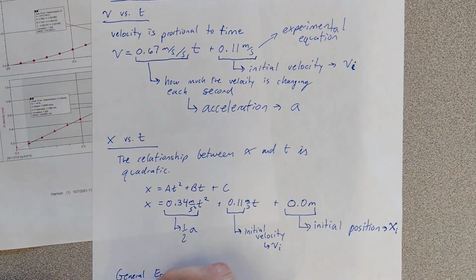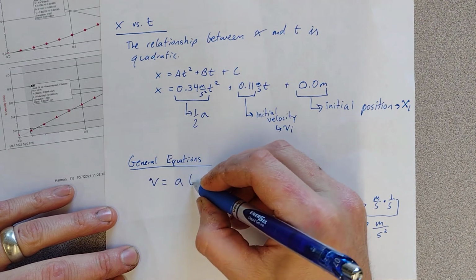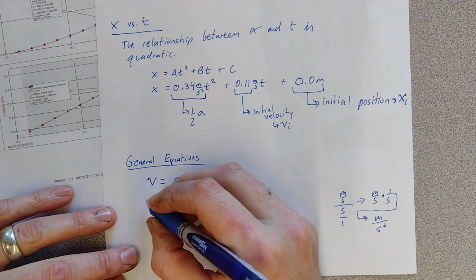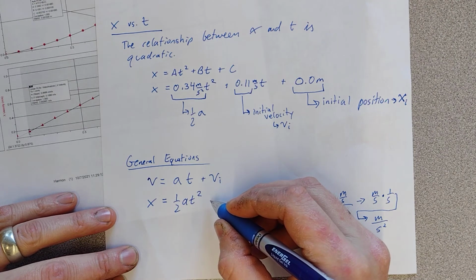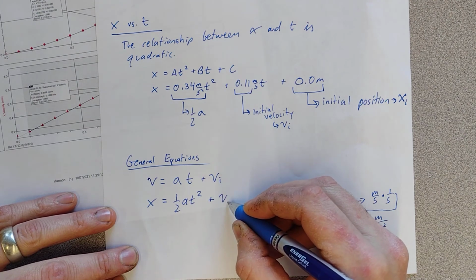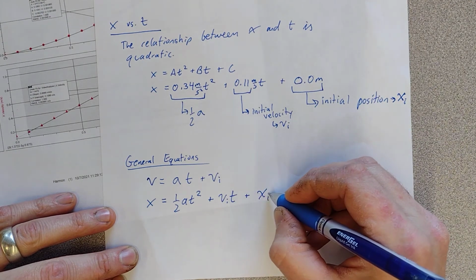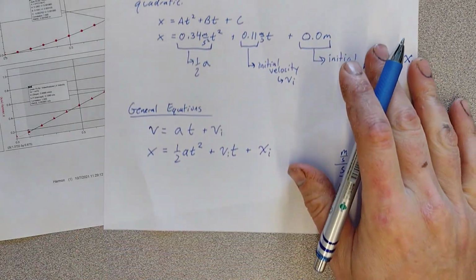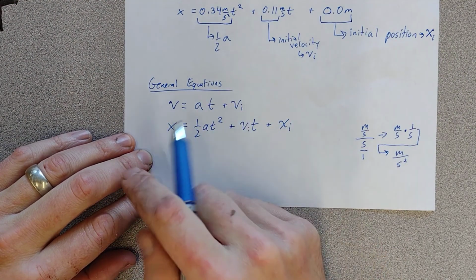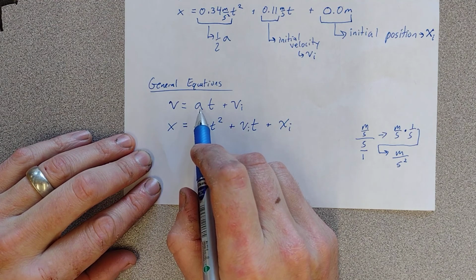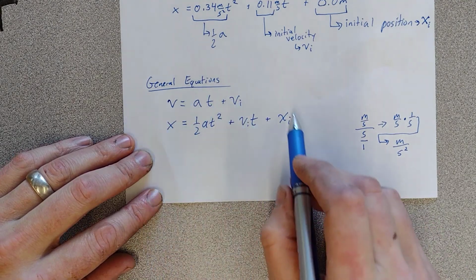So the general equations, we just take our experimental equations. So it's v equals, and we put in the variable, at plus v initial, and x equals 1/2 at squared plus v initial t plus initial position x initial. Those are our general equations. Now, there's one last thing I want to show you here. This equation, the slope of the line, you could solve for the slope of the line here, a. So I'll do the side calculation down here.